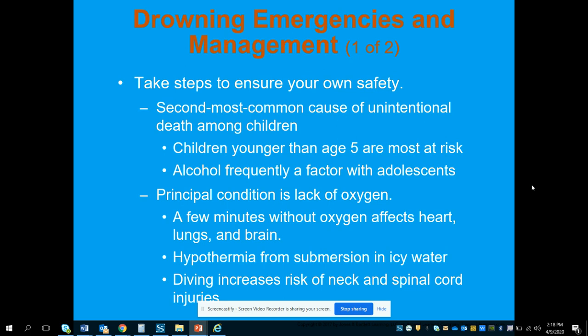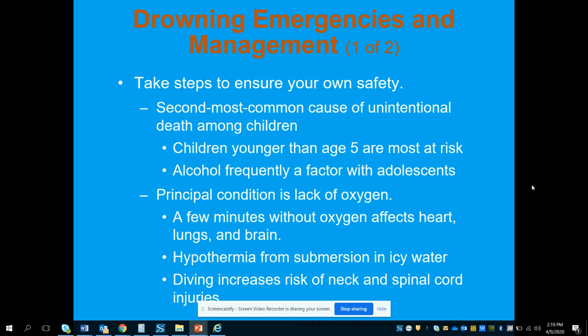Alcohol can frequently be a factor with adolescents, so thinking about those teenagers who are acting reckless around water at oceans, pools, lakes, that type of thing, where alcohol has been involved. The principal condition here is a lack of oxygen moved to the brain, so within just a few minutes it begins to affect the heart, lungs, and the brain.